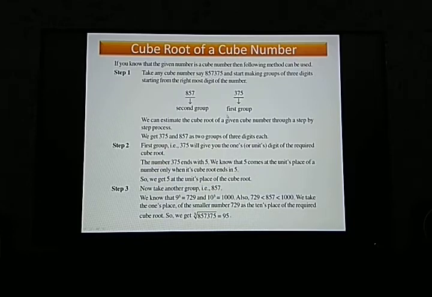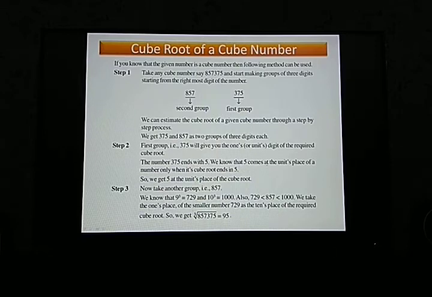Clear? Now after that, we have to estimate, taking one group at a time. In the first group, the digits that we have here are 5, 7 and 3. As I told you in the earlier slide, for finding the cube root, we have to know the pattern. That is very important. If you remember it correctly, the number here ends with unit place 5. So taking that unit place into consideration, the number 375 ends with 5.